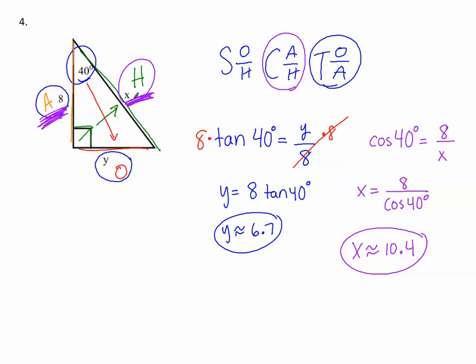Now always ask yourself, does that make sense? Well, the hypotenuse is supposed to be the biggest, so if this is about 6 and this is about 8, it makes sense that this would be about 10. Remember the triple 6, 8, 10? Now that should make even more sense.